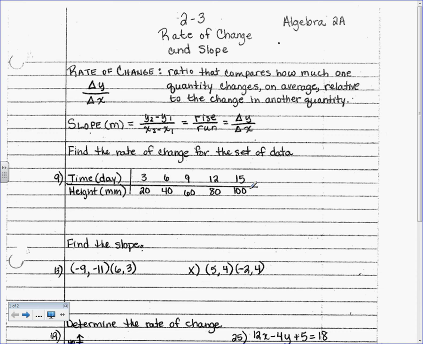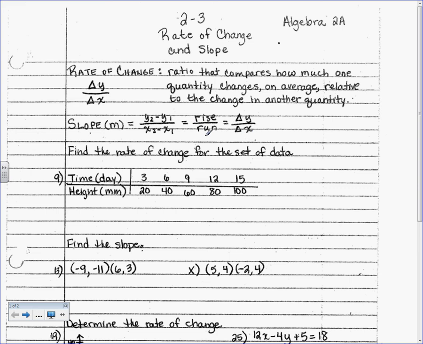It's the same. So rate of change is the ratio, which is a fraction, that compares how much one quantity changes on average relative to the change in another quantity. So you have delta y over delta x, which means change in y over change in x. So before, you probably used these formulas down here, where slope, which we call m, is y2 minus y1 over x2 minus x1, or also rise over run, or delta y over delta x.